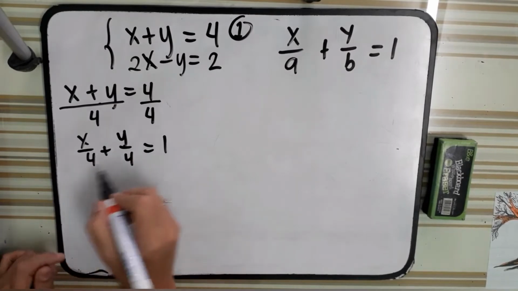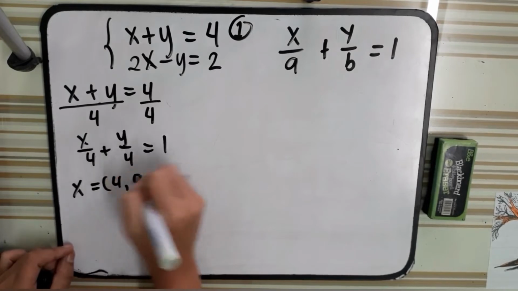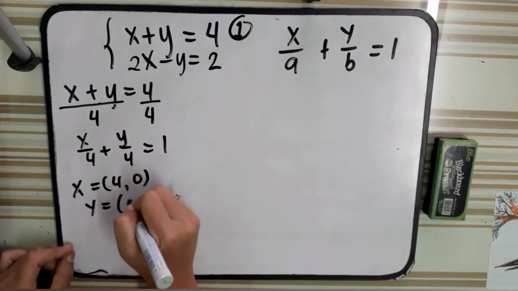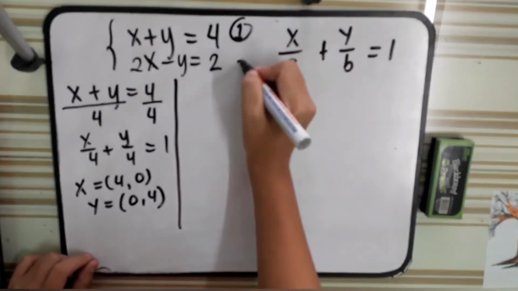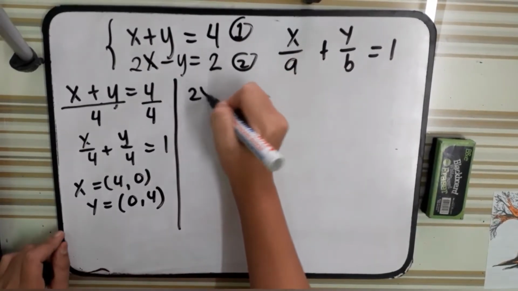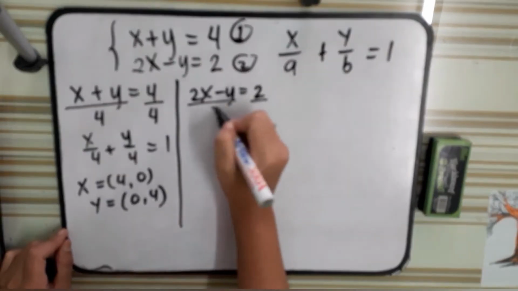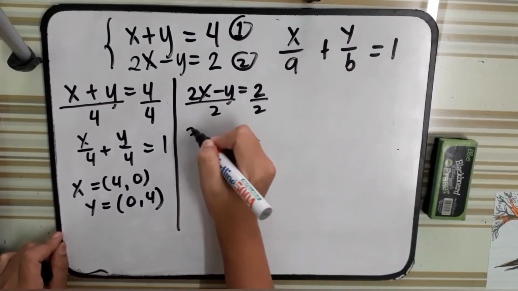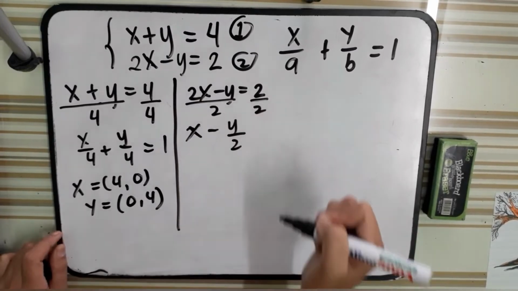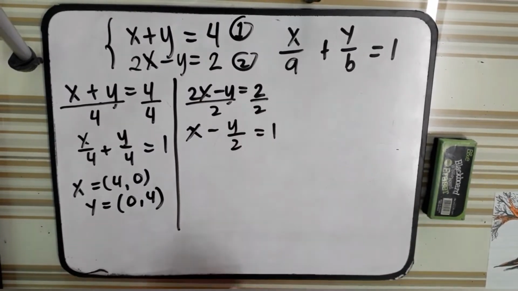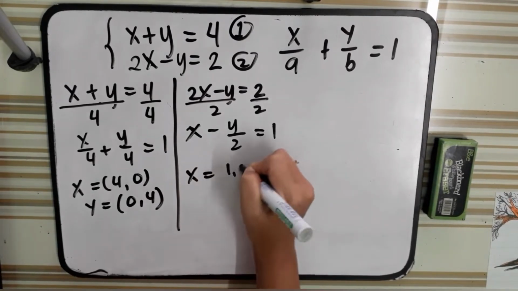Now we can proceed on getting the x-intercept. So the x-intercept will become (4, 0), and the y-intercept will become (0, 4). Okay, now let's have the second equation, 2x minus y is equal to 2. Let's divide both sides by 2, so this will become x minus y over 2 is equal to 1. For this part, our x is equal to (1, 0).